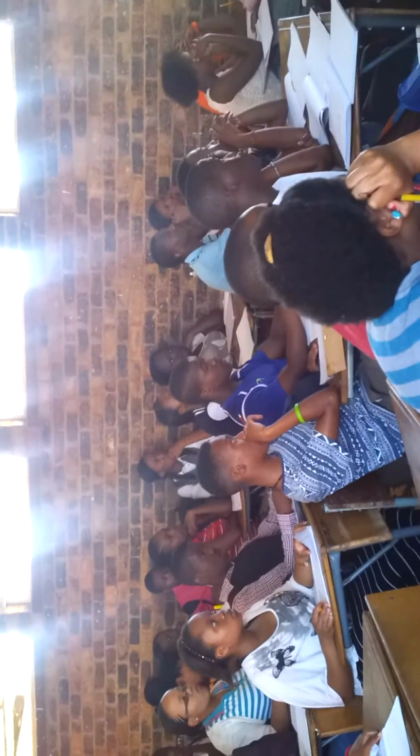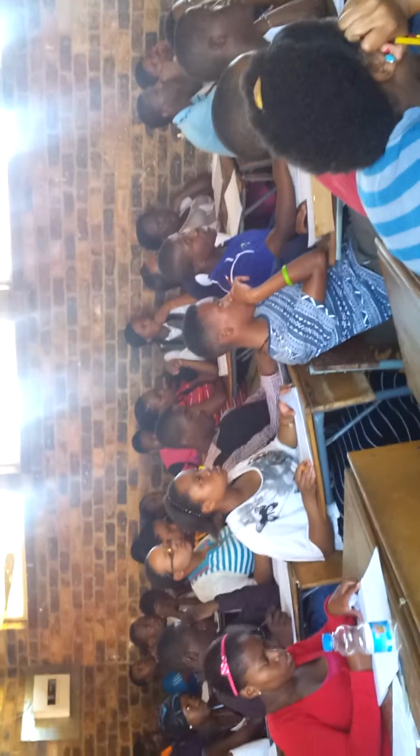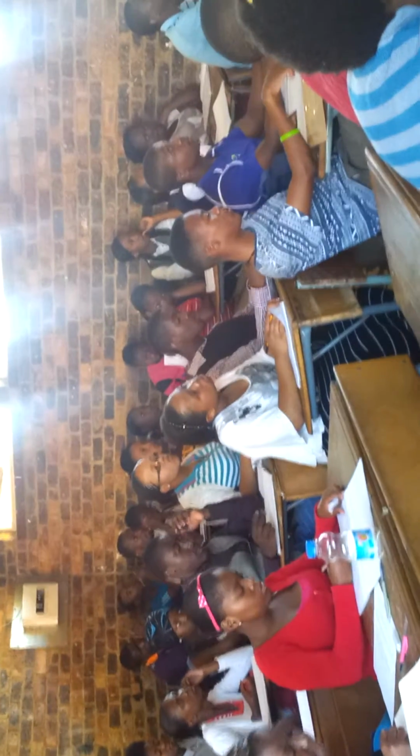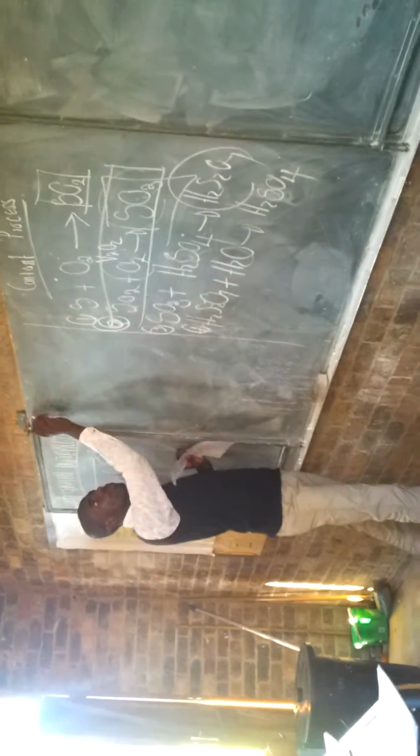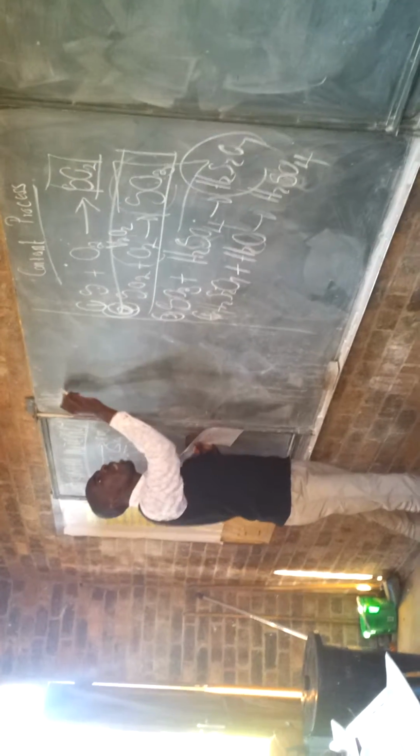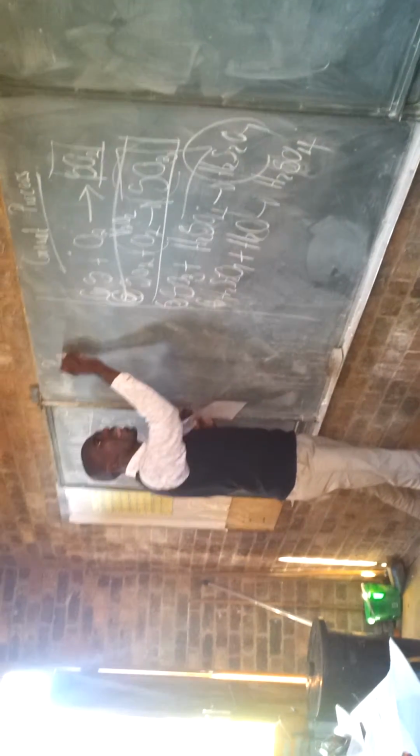Now, let's continue here. I just wanted to pass that thing because it's very important. Maybe before I continue, I've already explained this one. The industrial preparation of what? Of ammonia, which is called what? The Haber process.